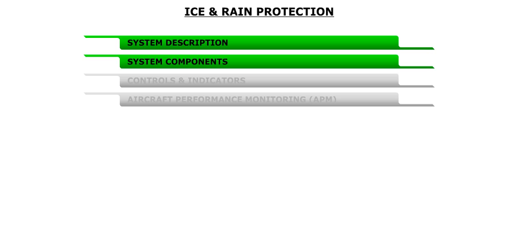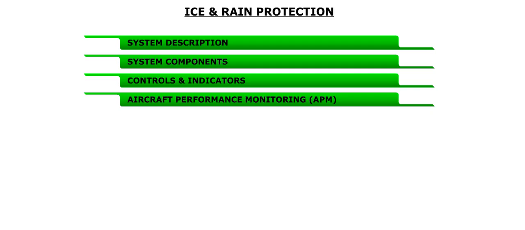In this module, we will look at the ice and rain protection system. First, we will start out with a description of the system. Next, we will look at individual components of the system. After that, we will look at the controls and indicators that were not covered during the system description. Finally, we will look at the aircraft performance monitoring, or APM system.